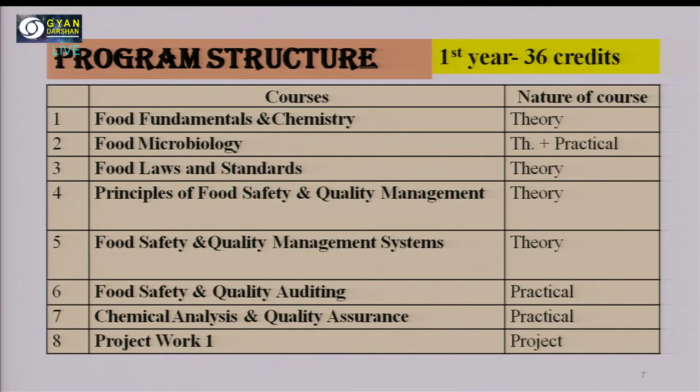Now I'll show you the program structure of the PG diploma and the MSc program. As I mentioned, the first year syllabus of the MSc and PG diploma are the same. So this is the syllabus for the first year of the MSc and the PG diploma. In first year you will study 36 credits of courses. There are a total of 8 courses.